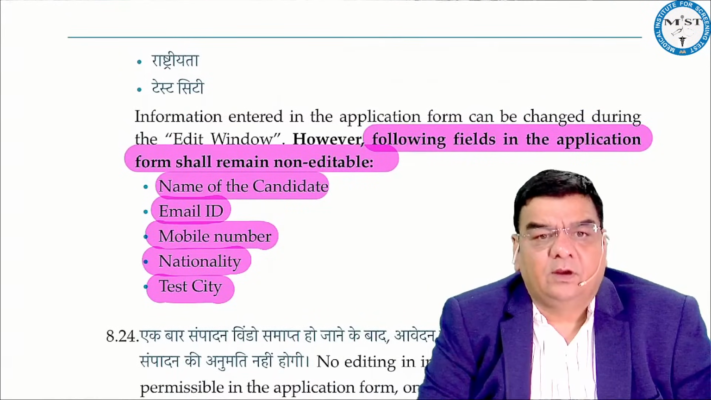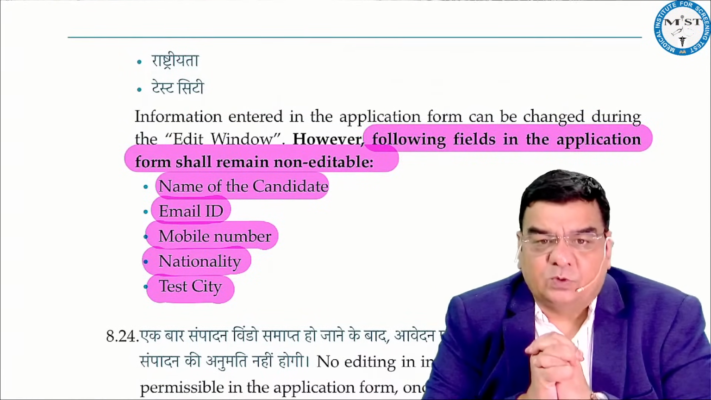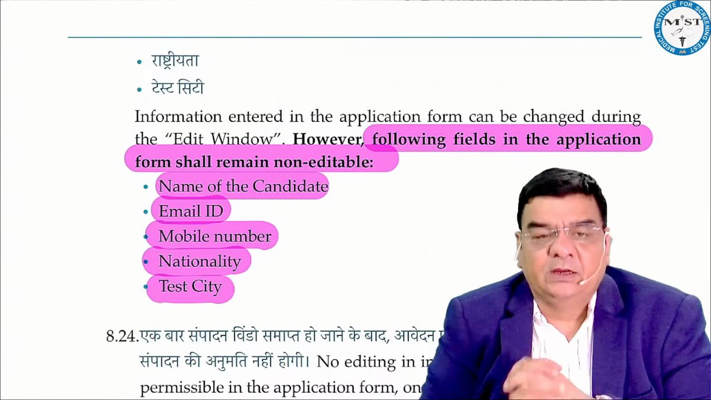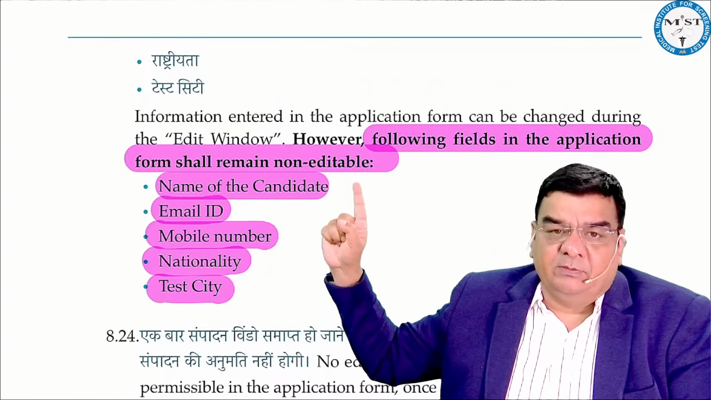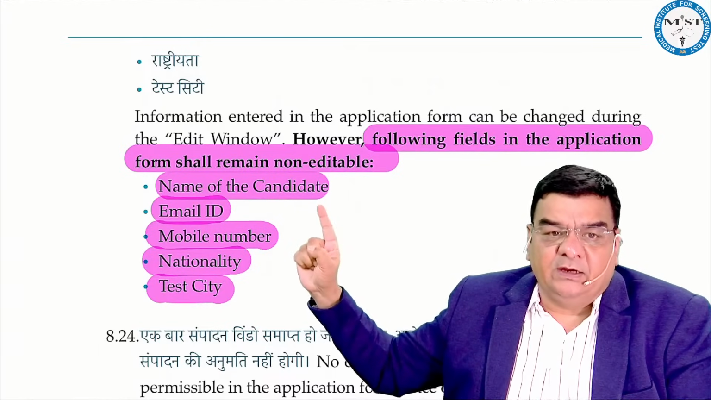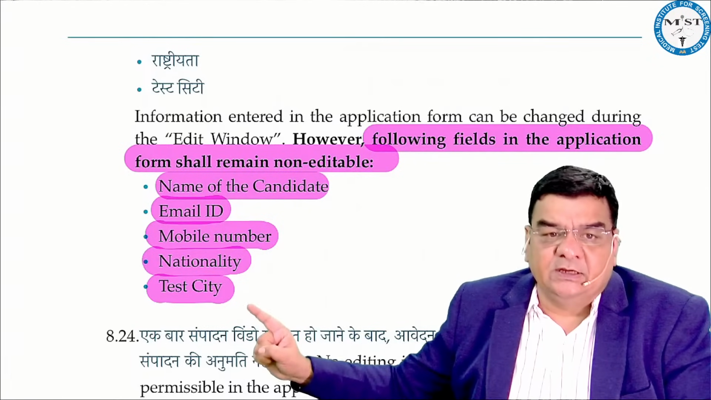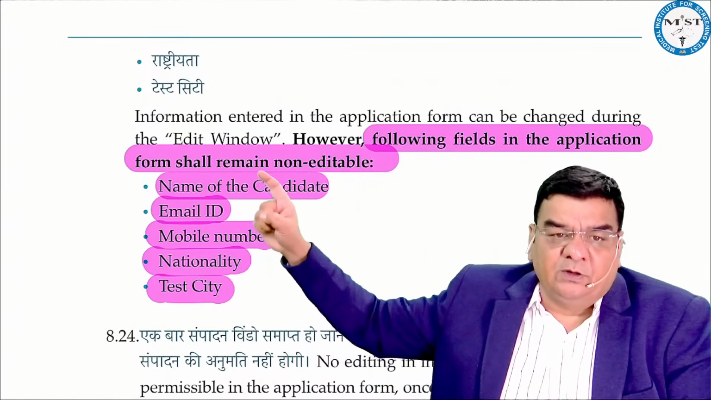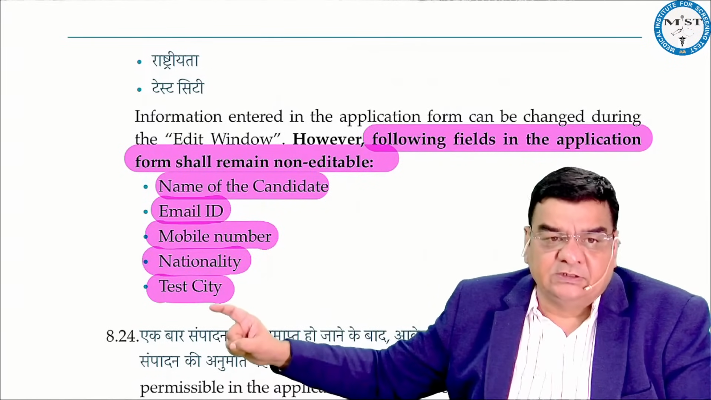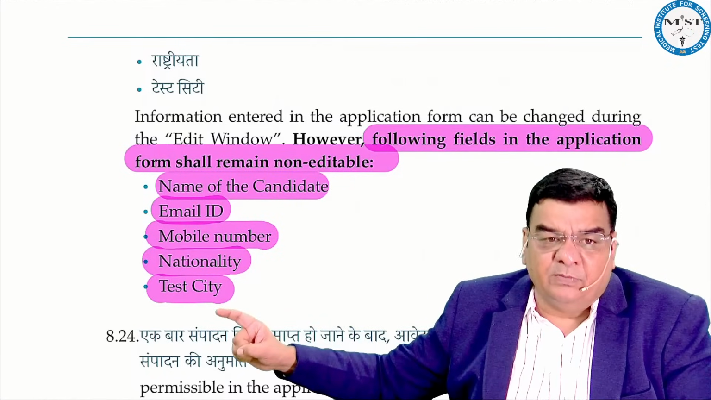Right. Please, please, please, with folded hands, it's my request to all the great doctors of this country that the following fields in the application form shall remain non-editable: name of the candidate, email ID, mobile number, nationality, and test city. Under any circumstances, beta, you will not be able to change these things. किसी भी सूरत में ये चीज़ें हम आगे एडिट विंडो में बदल नहीं पाएंगे.